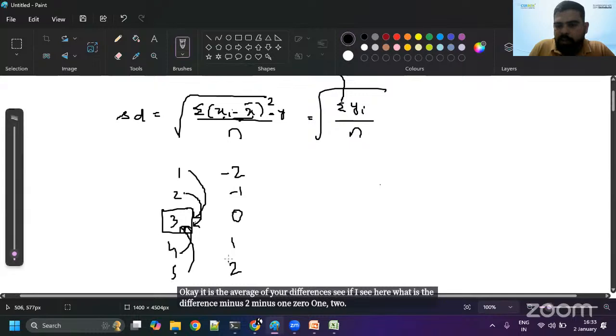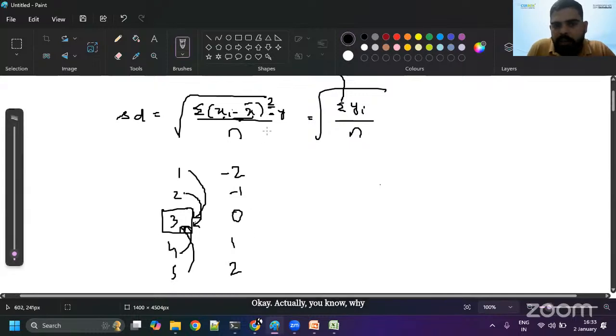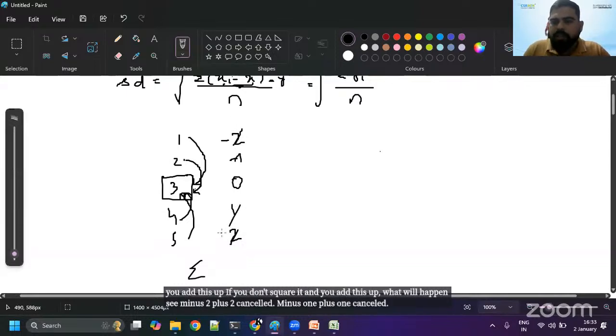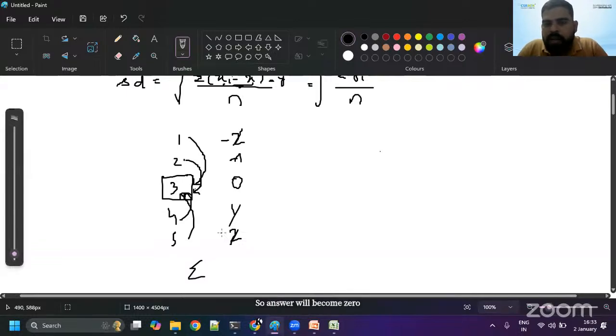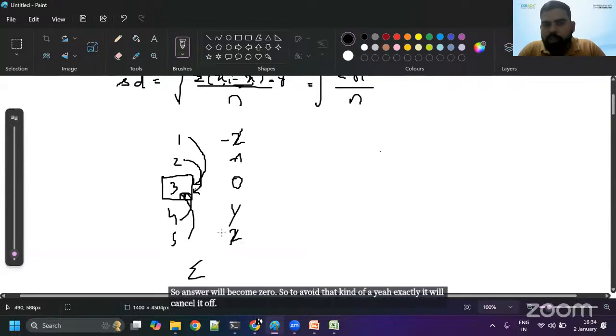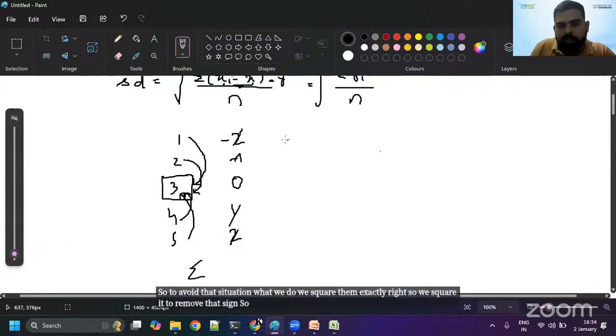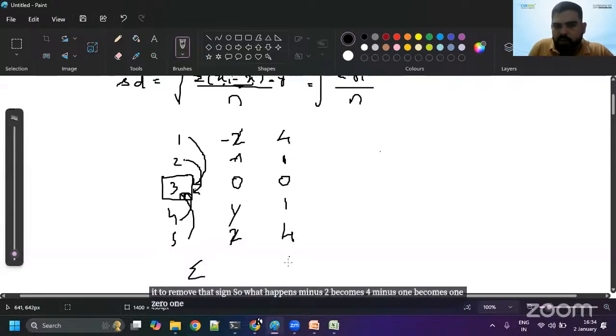Actually, why are we squaring it? If you don't square it and you add this up, what will happen? Minus 2 plus 2 cancelled, minus 1 plus 1 cancelled, so the answer will become 0. It will cancel it off. So to avoid that situation, we square them, to remove that sign. Minus 2 becomes 4, minus 1 becomes 1, 0, 1, 4. And then you add it up.